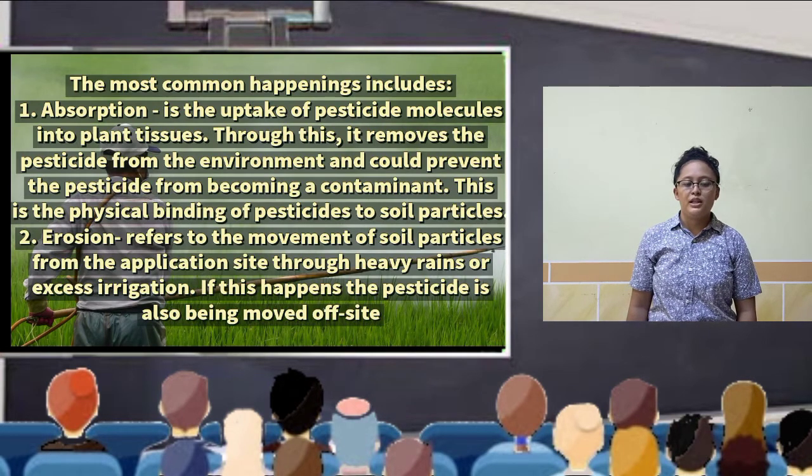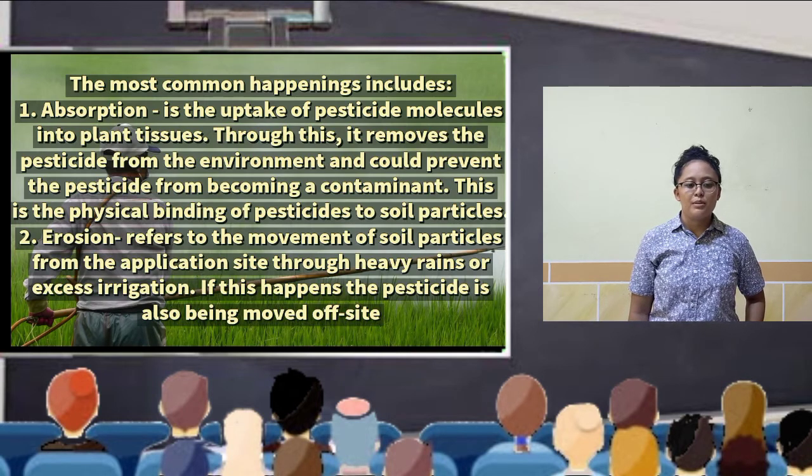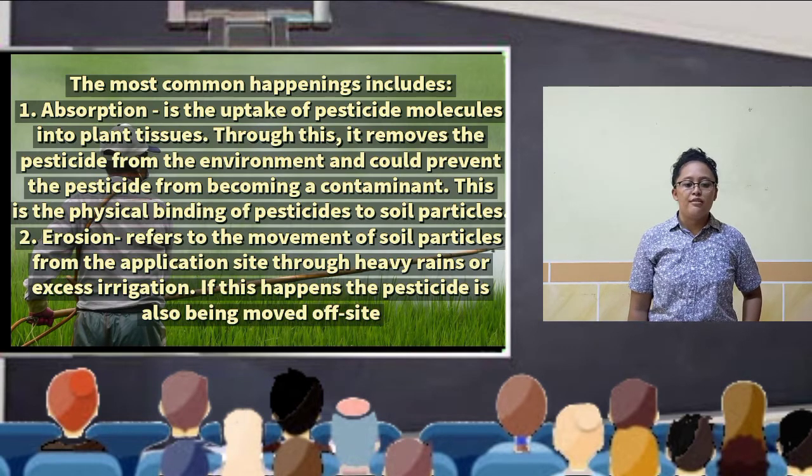The most common happening includes absorption. It is the uptake of pesticide molecules into the plant tissues. Through this, it removes the pesticide from the environment and could prevent the pesticide from becoming a contaminant. Adsorption is the physical binding of pesticide to soil particles. Next is erosion. It refers to the movement of soil particles from the application site through heavy rain or excess irrigation. If this happens, the pesticide is also being moved off-site.